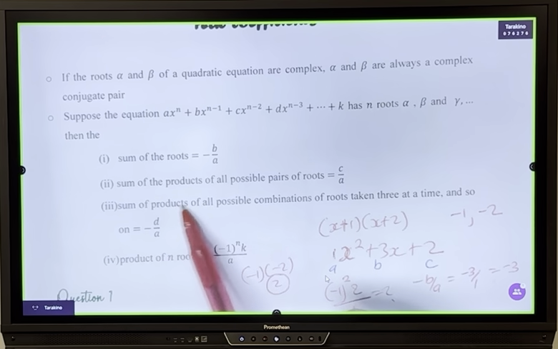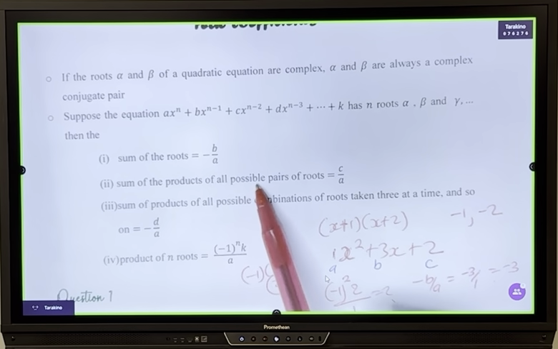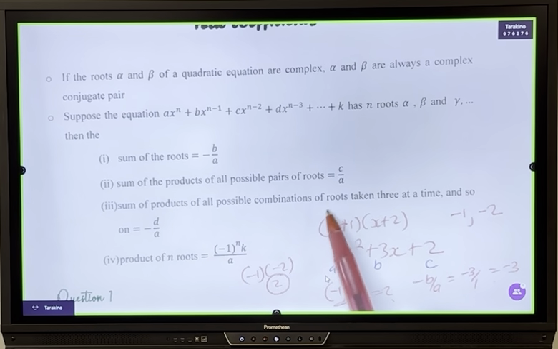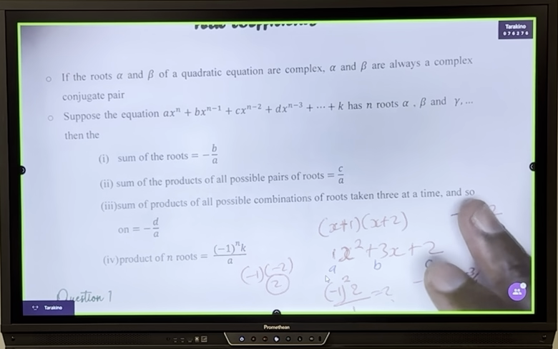And when I say the sum of all products of all possible pairs of roots, in this case there's just one pair, and the product is 2. So this is equal to c over a. The sum of all the products of all possible pairs is c over a. My c is 2 over 1, so that's what I get, because negative 1 times negative 2 is positive 2. So basically, it's something that you need to know regarding polynomials.